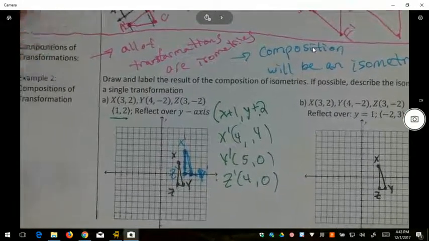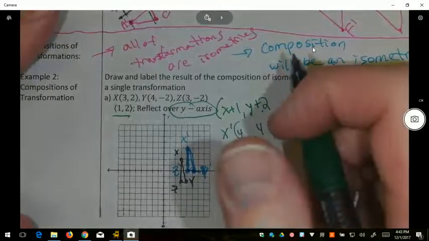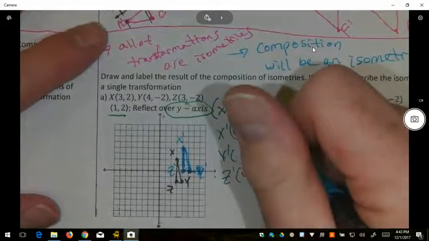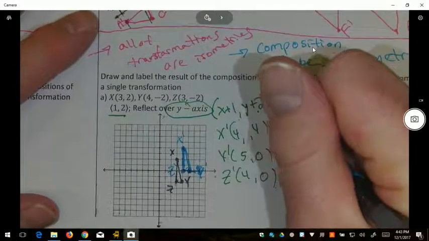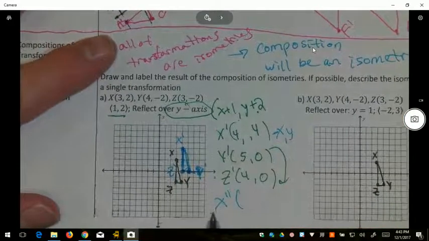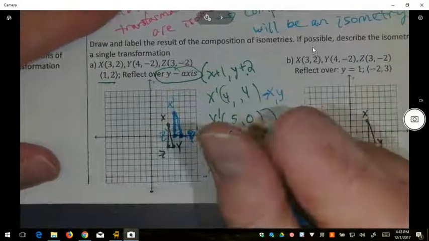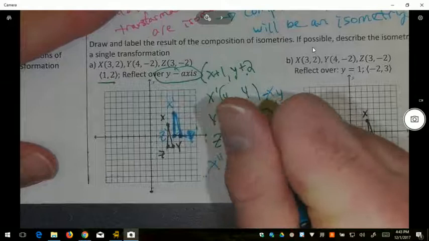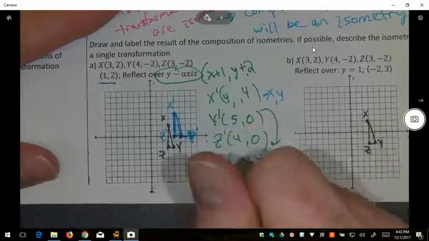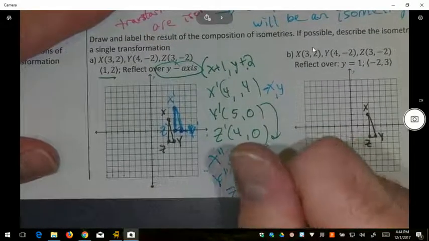Now we're supposed to reflect it across the y-axis. What's nice about this reflection, I could also do a rule for these. To reflect across the y-axis, I'm supposed to keep the y-coordinate as it is and change the sign on the x. So my final x-coordinate, x double prime, for this composition transformation will be negative 4, 4. My final y, y double prime, will be negative 5, 0. My final z, z double prime, will be negative 4, 0.